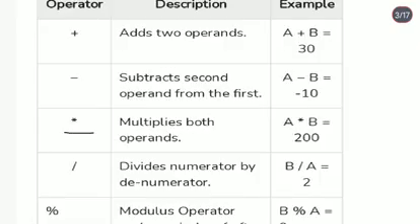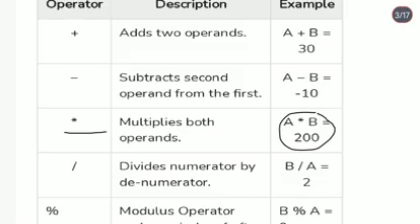And this one is the multiplication operator. When we multiply two numbers, 10 multiplied by 20 is equal to 200. And this is the division operator. Division means b divides a. The b value is 20 and the a value is 10, so 20 divided by 10, its value is 2.